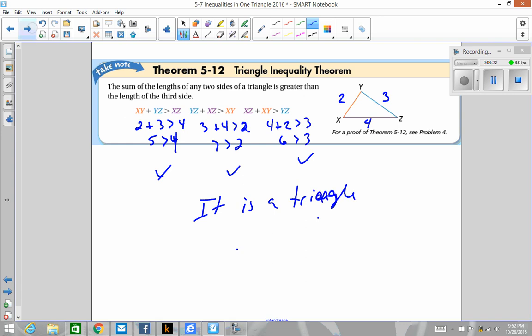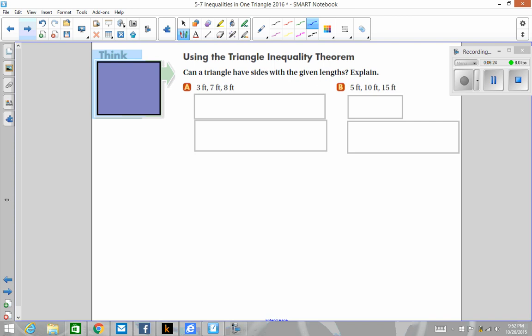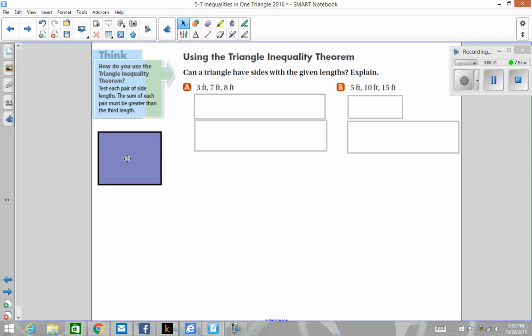All right? So let's apply this. Check and see if these three sides can make a triangle and if these three sides can make a triangle. Remember that when you're attempting these problems, to use inequality and do a check. So pause the video, do these two problems.